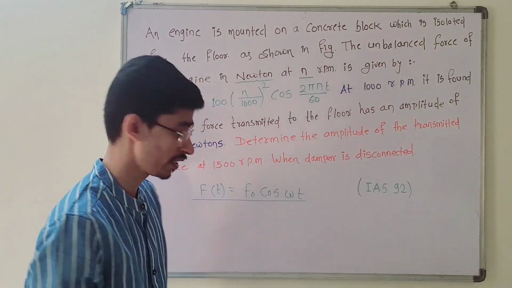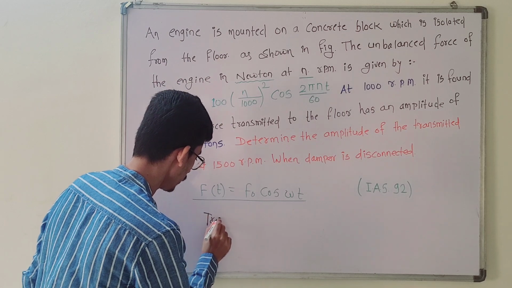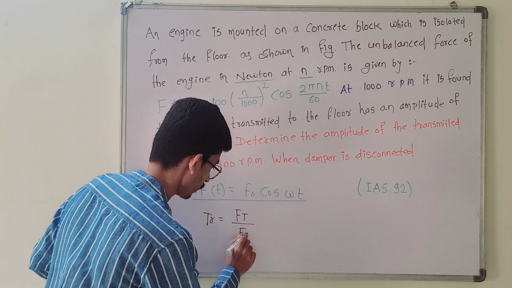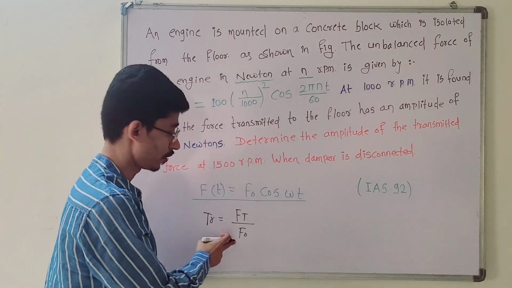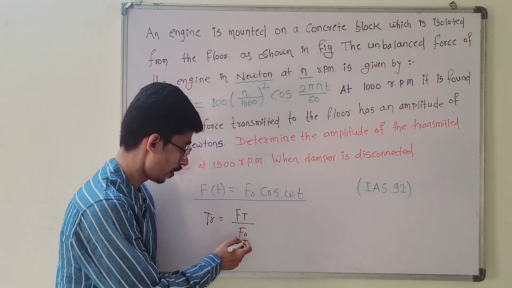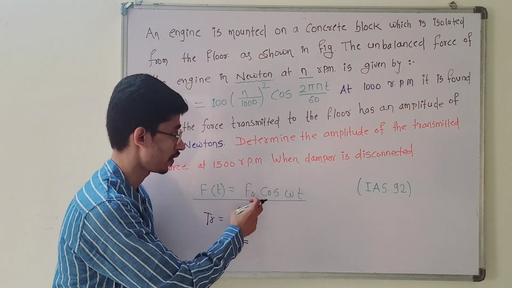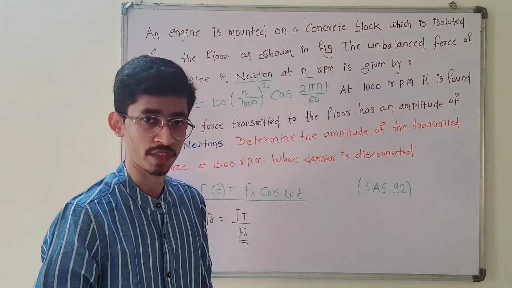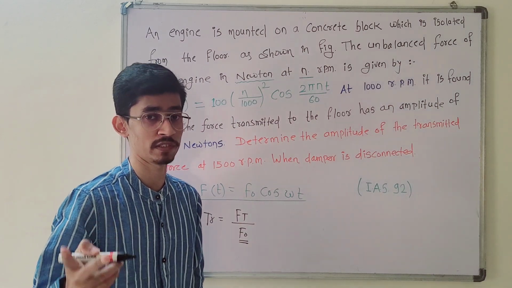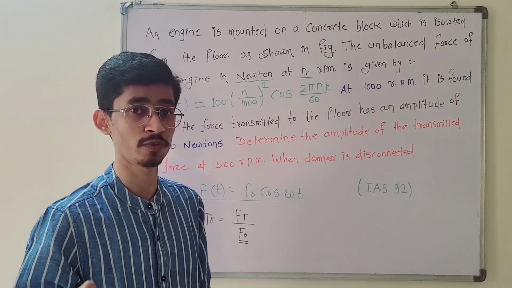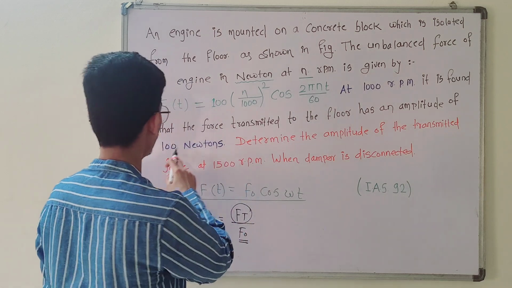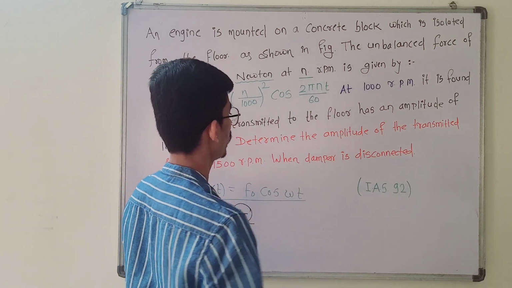And what is transmissibility? We know the transmissibility is the ratio of ft by f naught, the force that is transmitted to the unbalanced force. Whatever the unbalanced force is, after solving this function you will get f naught at a particular rpm. Here in this question there are two rpms given. First is 1000 rpm and second is 1500 rpm. So after solving both the cases, you need to find out what will be the f of t at 1500 rpm.